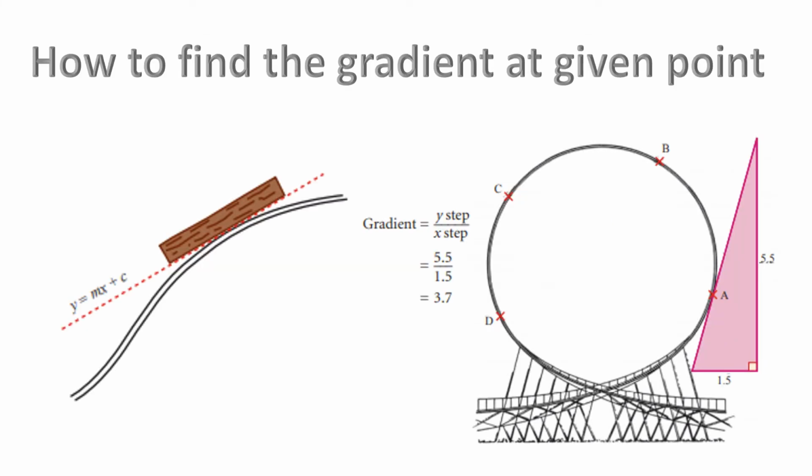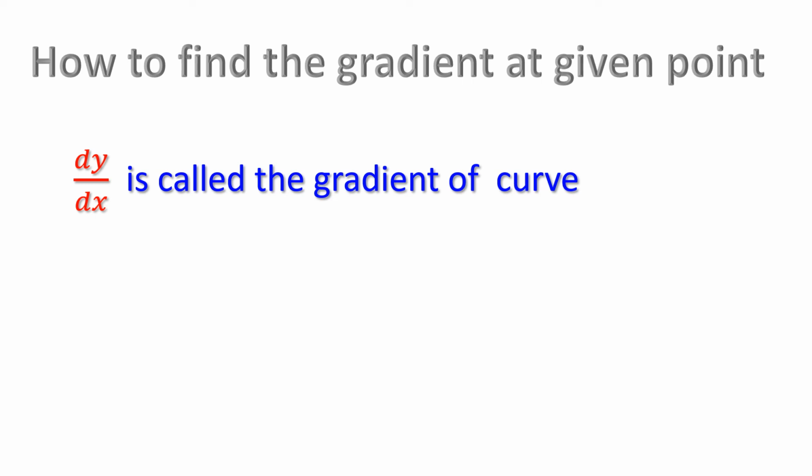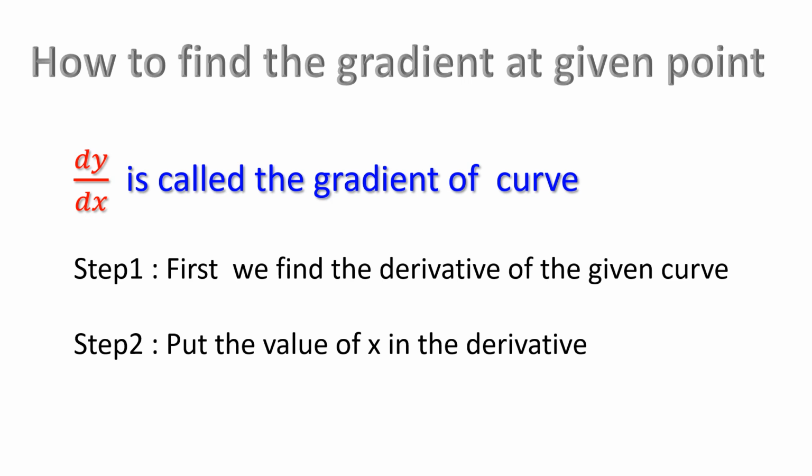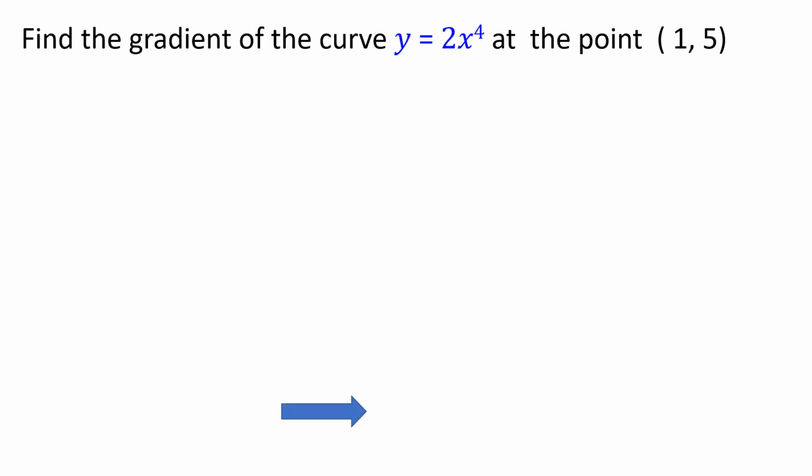Here we are discussing how to find the gradient at a given point. dy by dx is called the gradient of the curve. The first step is to find the derivative of the given curve. In the second step, we will put the given value of x in the derivative. Now let's see the first example.